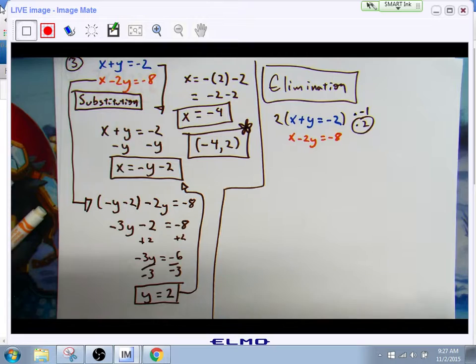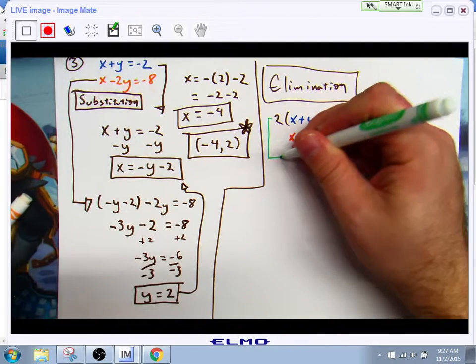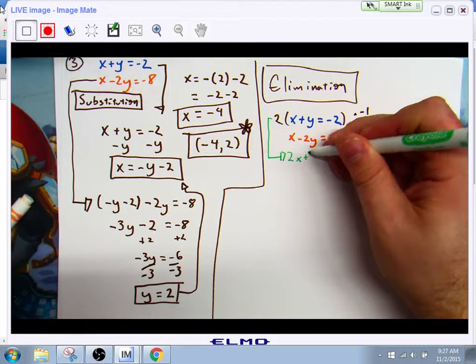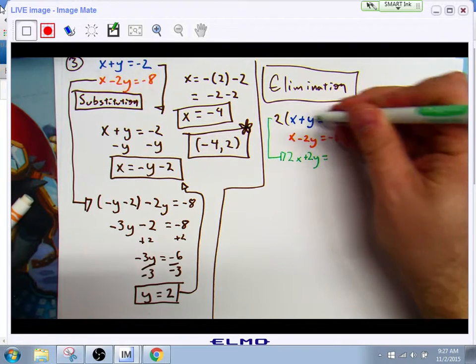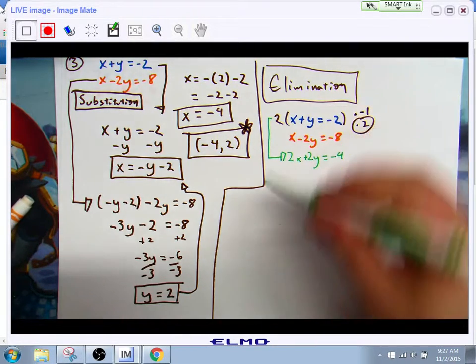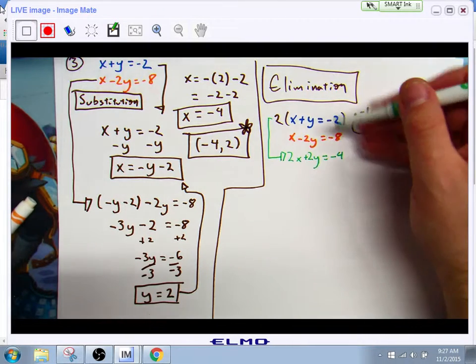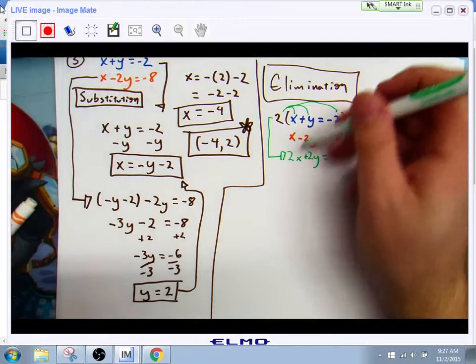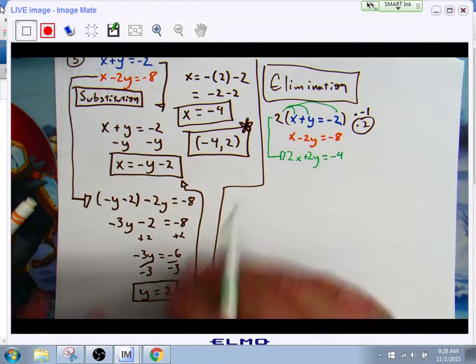I'm just going to rewrite it down here in the green. So 2x plus 2y equals negative 4. Every single term you have to multiply by 2. The x, the y, and the constant. It's not just the term that you're eliminating, it's every term of the equation.